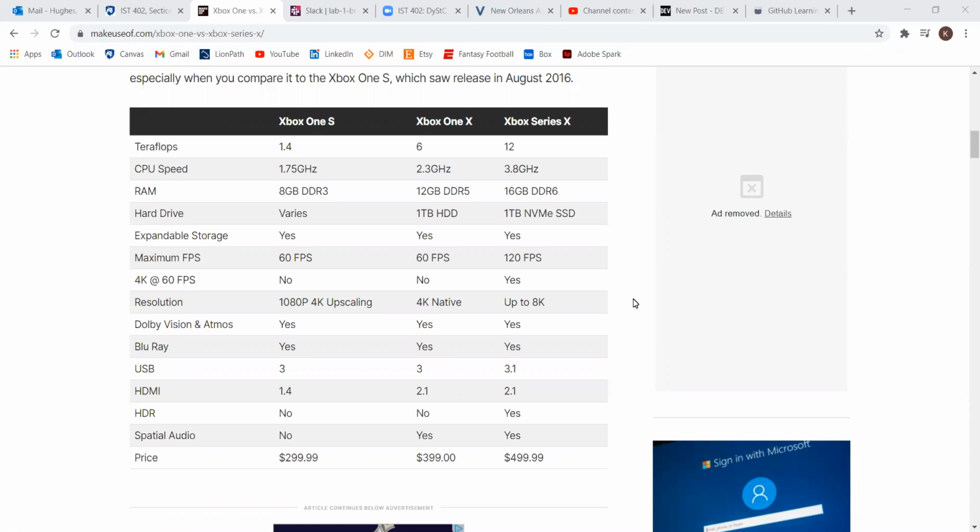But the main difference lies in the storage format of the two. The older One X has a hard disk drive, HDD, while the Series X has a solid state drive, SSD. SSDs are faster and more power efficient, while HDDs use spinning disks to read and write data. SSDs, on the other hand, have no moving parts. Data is read and written through integrated circuits, which is much faster than spinning disks.